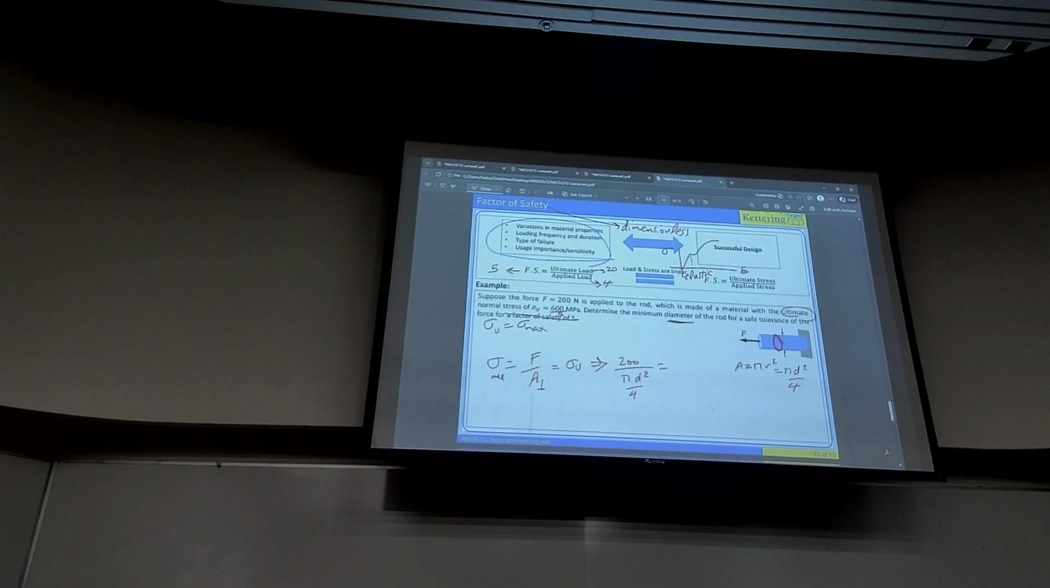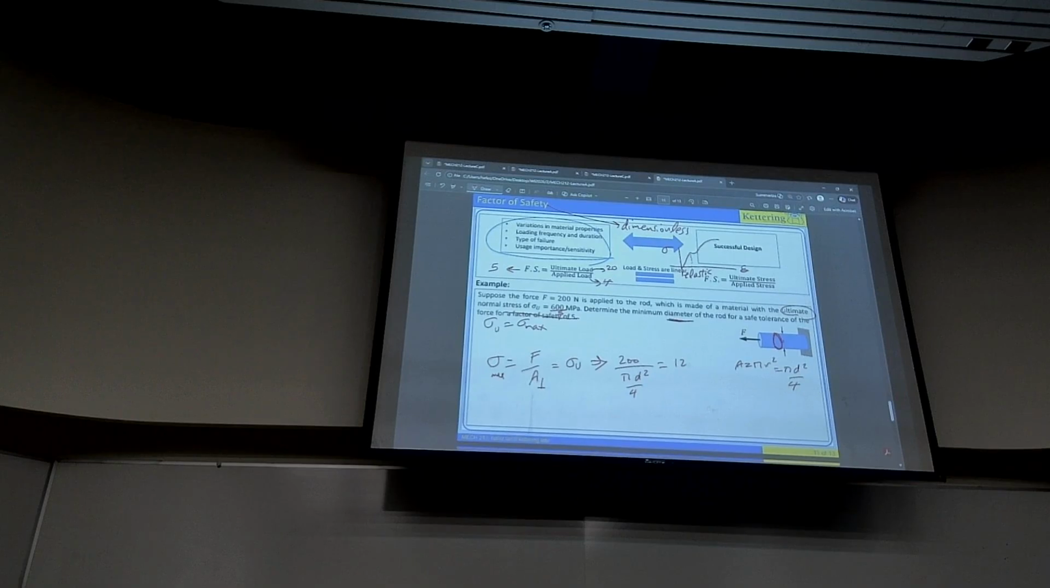So how much stress it can take now for a factor of safety of 5? Could you remind us again? So sigma u in this case is what? Oh, 120, very good. So 120 mega, 10 to the 6. All right. So diameter is 1.46 millimeters.